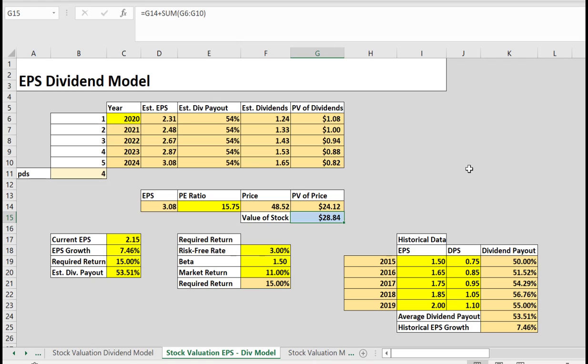So how do you make the stock price go up? We need earnings growth, right? We need to have maybe our estimated dividend payout ratio, maybe we need to reduce that a little bit. Let's reinvest more of our money rather than pay it out to our shareholders. So we can manipulate this information to see how the variables affect the price.